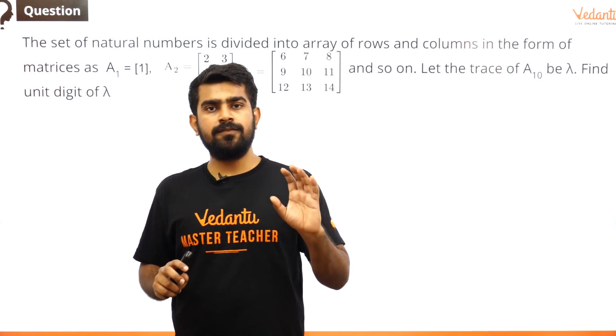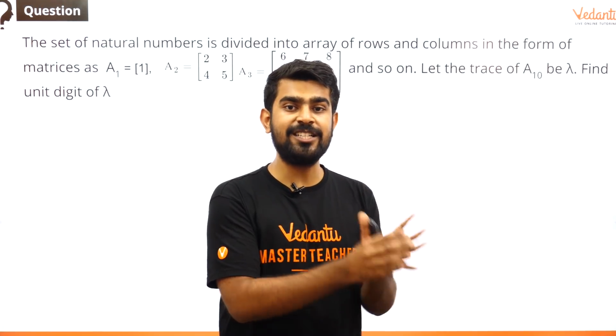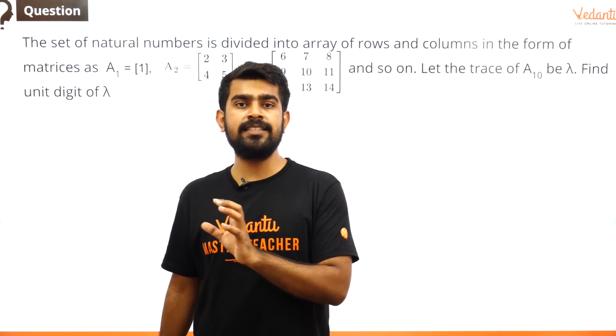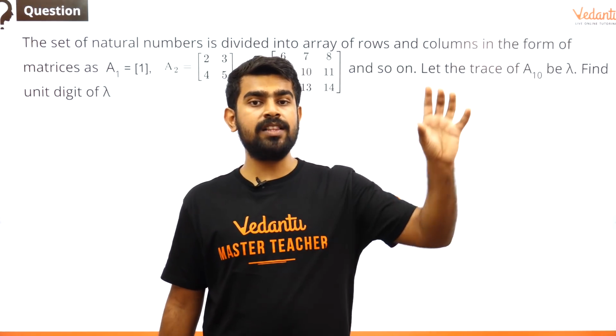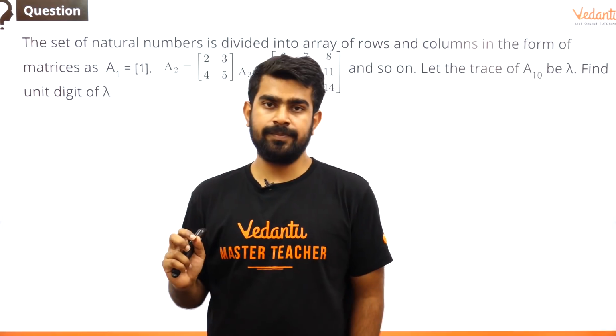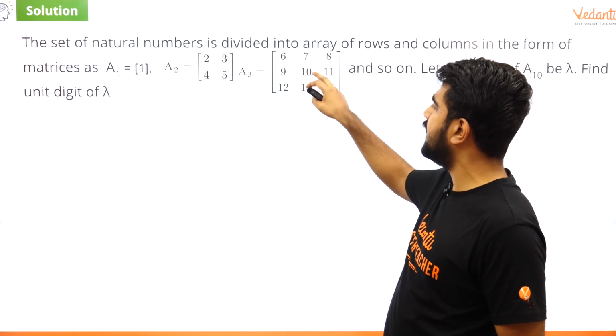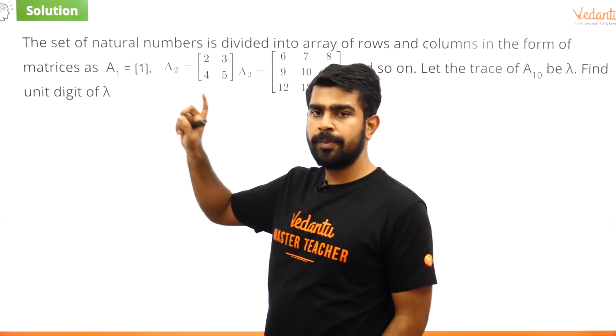So guys, first you need to understand what trace is. Only then can you attempt this question, because if you are not aware of what trace is, it is going to be super hard. So what is the trace of a matrix? It is the sum of all the diagonal elements. People may ask, sir, which diagonal are you talking about? There are two diagonals in a matrix. Whenever I talk about the diagonal, it always refers to the leading diagonal or main diagonal. The main diagonal is going to be 2, 5 for this, 6, 10, 14 for this, and for this it is only 1.